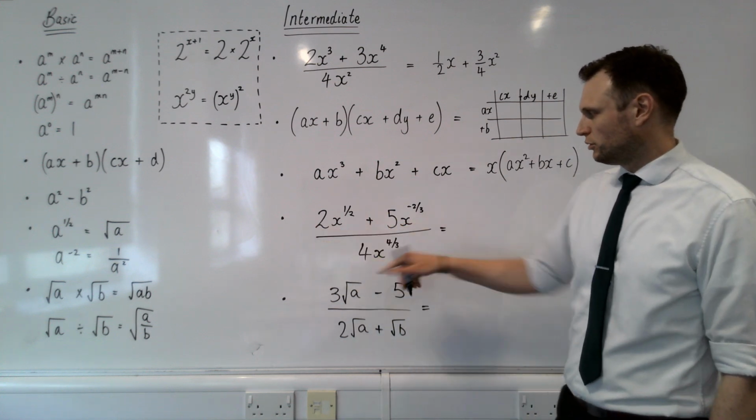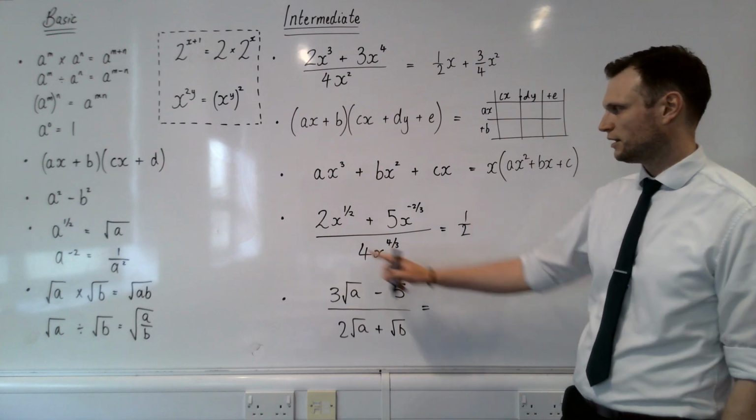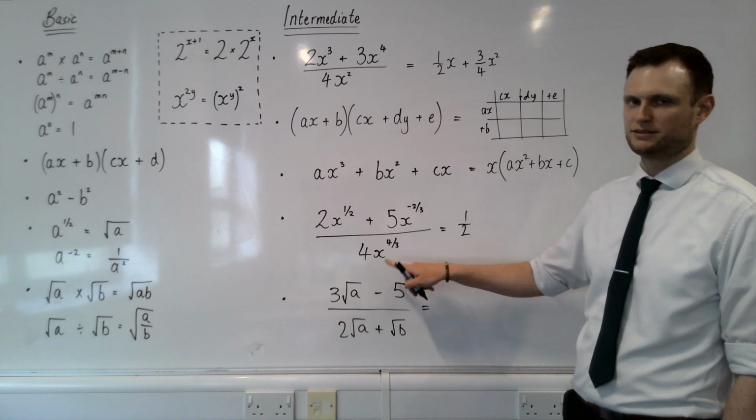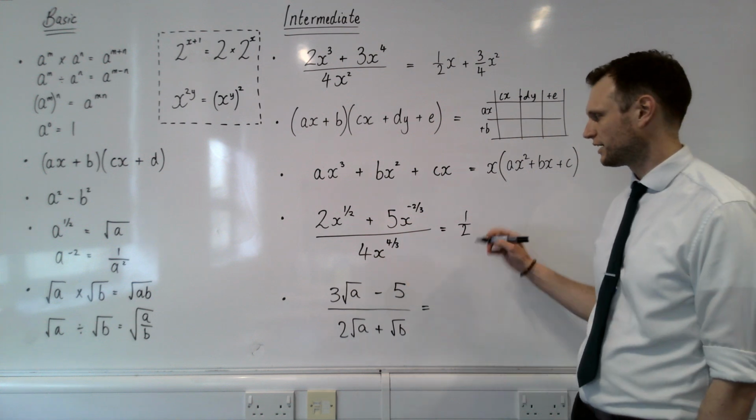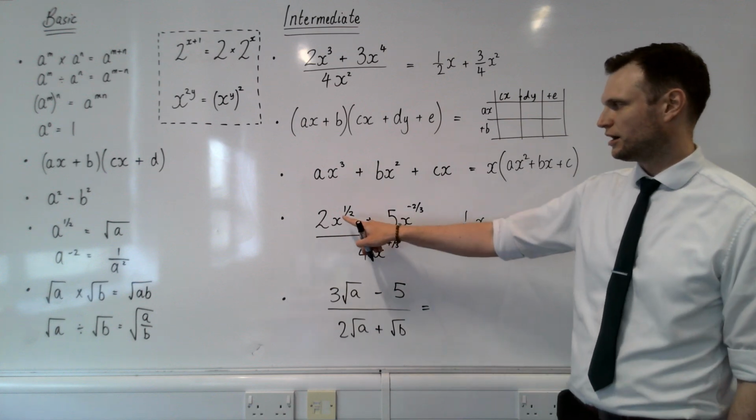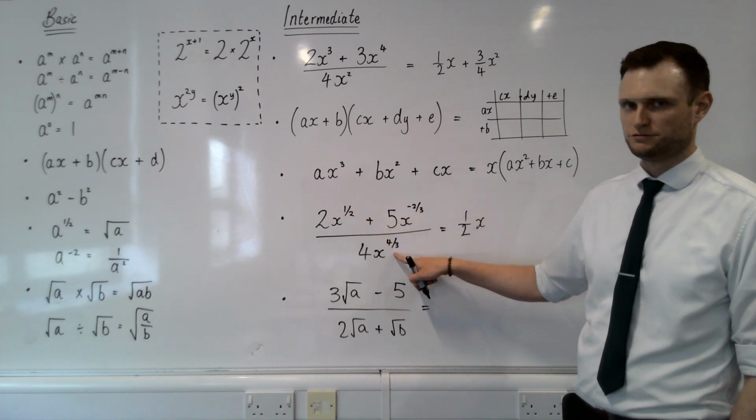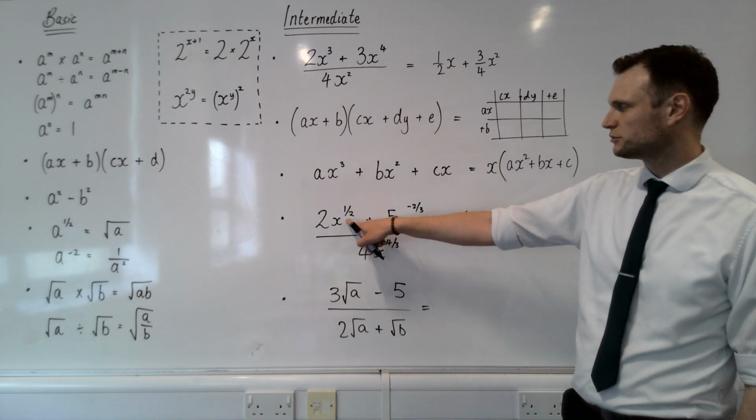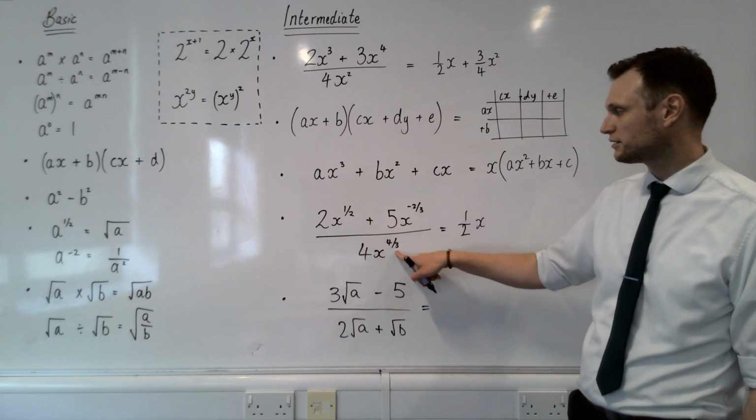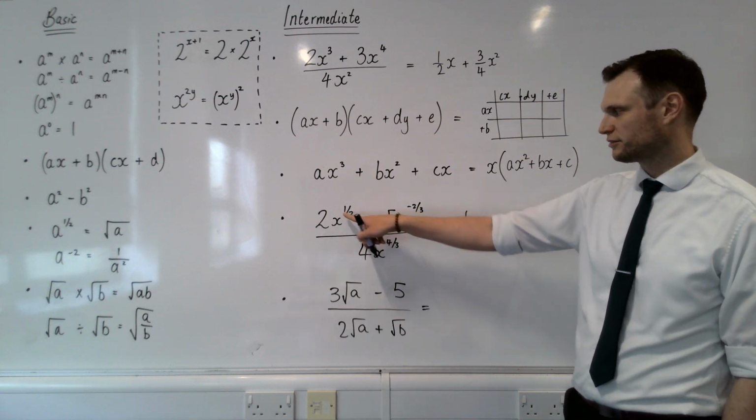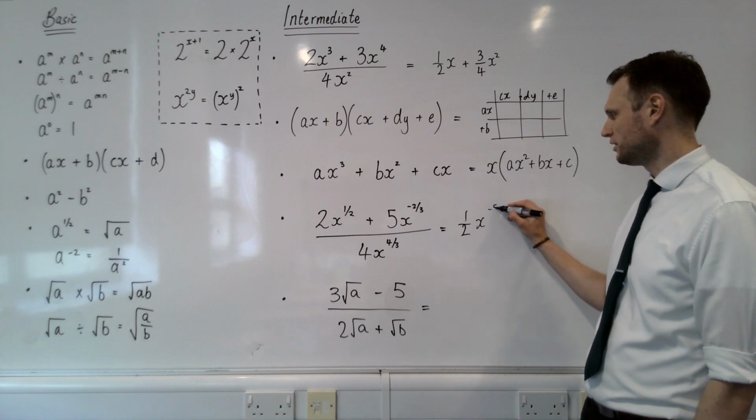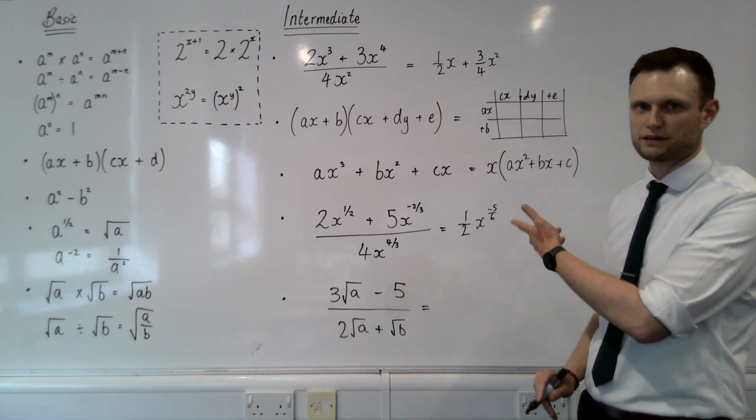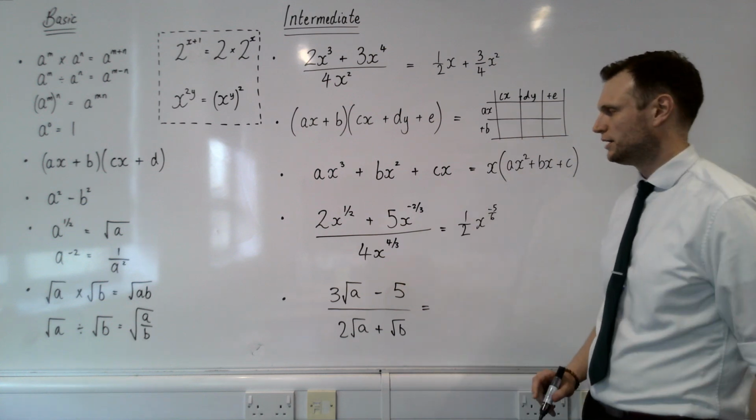So 2 over 4, half, and then it's x to the power of a half divided by x to the power of 4/3. So that is going to be x to the power of a half take away 4/3. You can just use your calculator. Mine's over there, so I'll just try and do it in my head. It's 3 over 6 and 8 over 6. So it's 3 take away 8, which is minus 5 over 6.